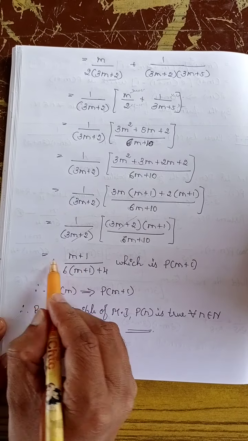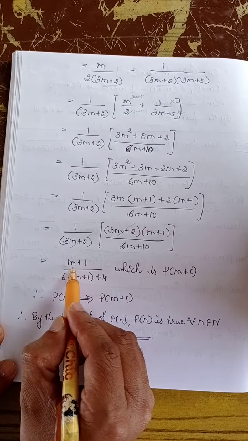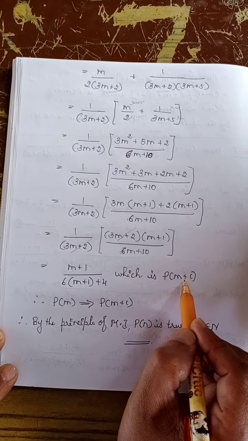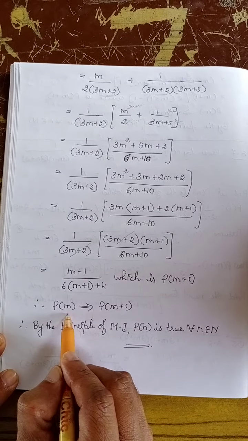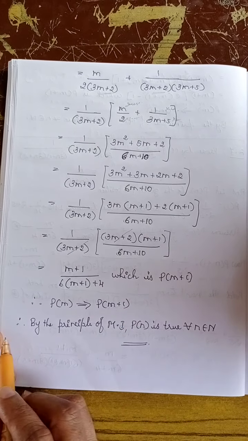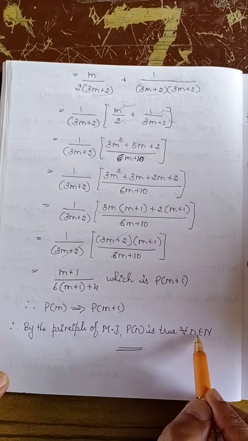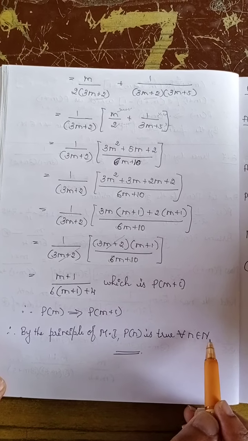Therefore we can write, according to p of m plus 1, it will be (m plus 1) by 6 into (m plus 1) plus 4, which is p of m plus 1. Therefore p of m implies p of m plus 1. Hence by the principle of mathematical induction, p of n is true for all n belonging to N.